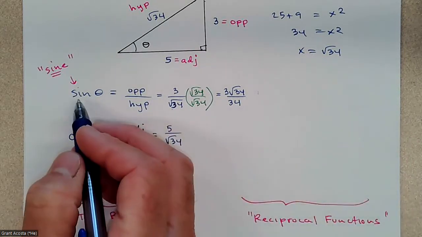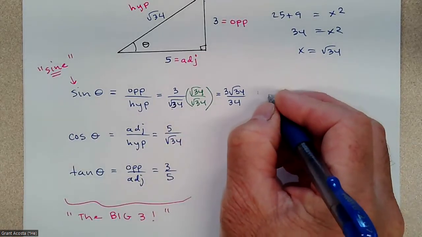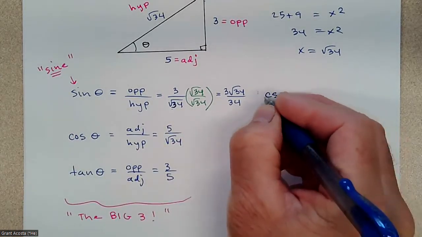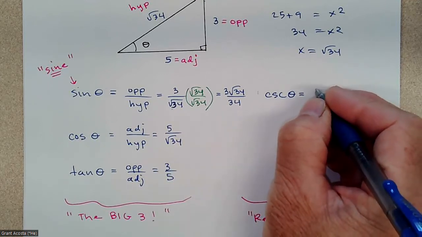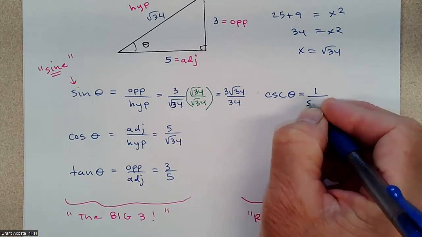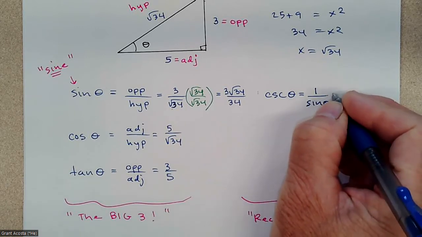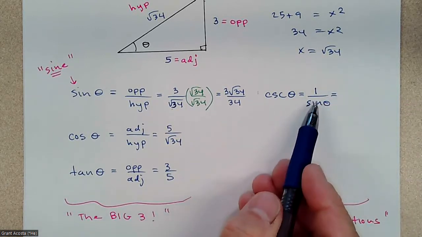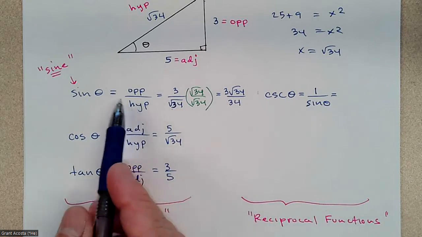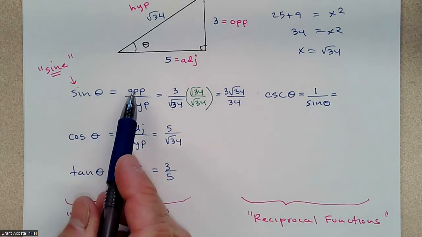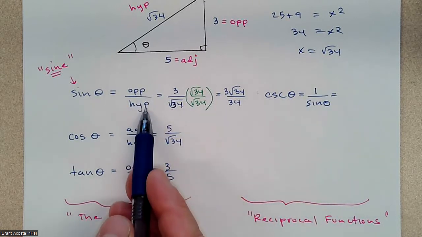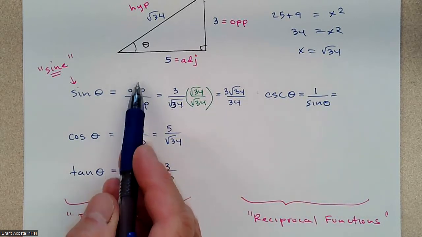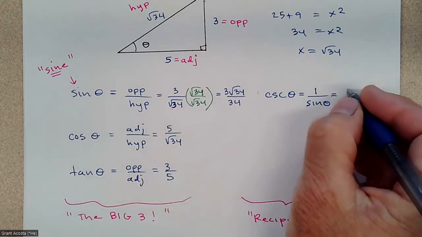So the reciprocal of sine is called cosecant, CSC of theta. And as I said, that's the reciprocal. So that is 1 over the sine of theta, is one way to define it. Another way to define it is if sine of theta is already opposite over hypotenuse and you do 1 over opposite over hypotenuse, if you do 1 over a fraction, you just flip the fraction.